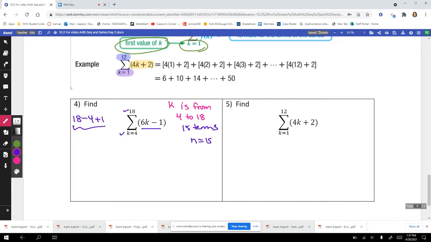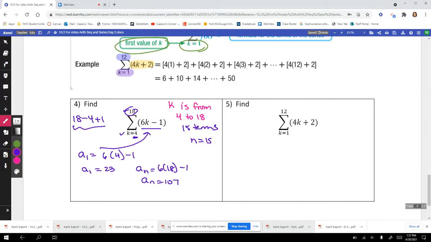Now, I need to figure out from here, what is my first value going to be? I'm starting with 4. So I have a sub 1 is equal to, now I'm going to use my little expression there, right? So I'm going to have 6 times k is equal to 4 minus 1. So that gives me a sub 1 is equal to 23. Okay, so that's my first term. Now what I also want to do is find my last term. So a sub n is equal to the same thing, 6 times my last value of 18 for k, minus 1. So a sub n is equal to 107.